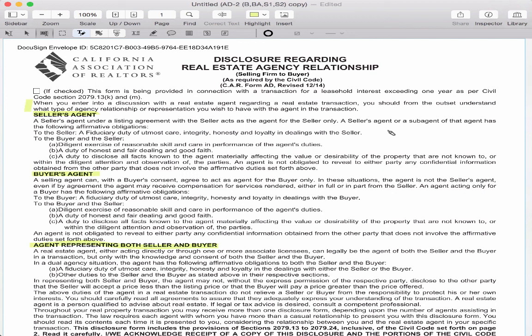One other point that's important to know, as a buyer, if you want to establish a stronger agency relationship from the very beginning, before you're ready to write a purchase offer, you can ask an agent to enter into a buyer-broker agreement with you. That will begin your agency relationship.